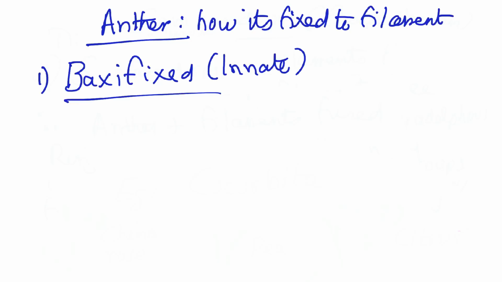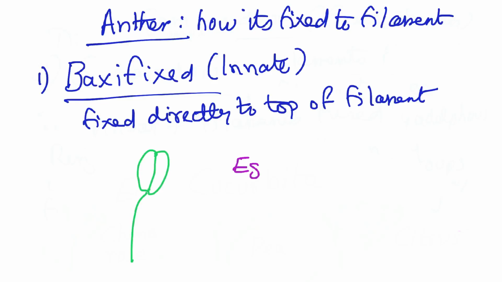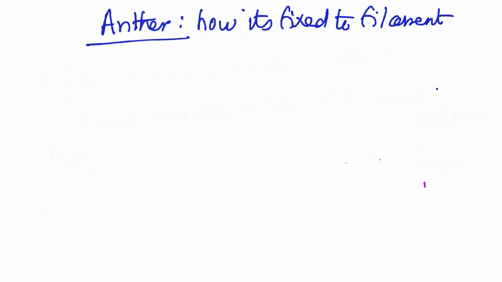So this is a typical standard case in the sense that you can see the filament, and it's fixed directly to the top of the anther. So it's a common case, nothing special about it. You can see the filament which is directly fixed to the usual part of the anther. A very important example is mustard and radish.